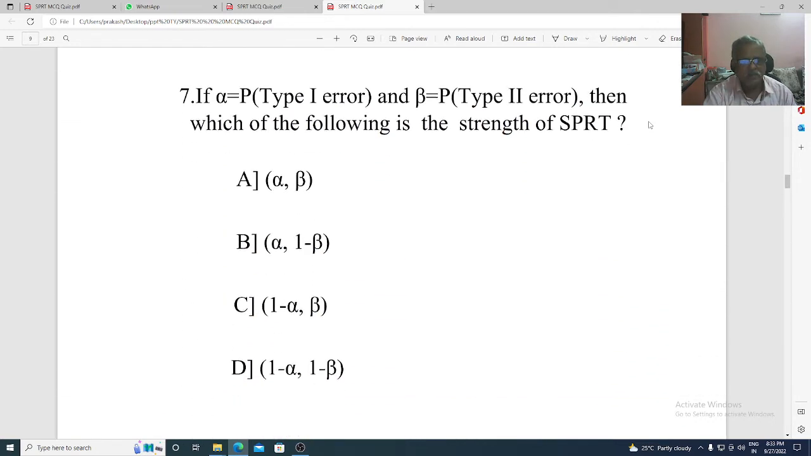Question 7. If alpha equal to type 1 error and beta equal to type 2 error, then which of the following is strength of SPRT? Option A alpha beta, option B alpha and 1 minus beta, option C 1 minus alpha and beta, option D 1 minus alpha and 1 minus beta. The correct option is option A alpha and beta.